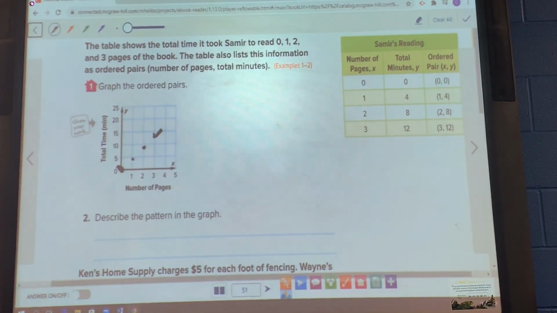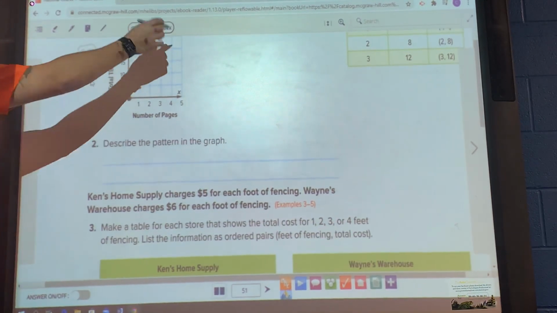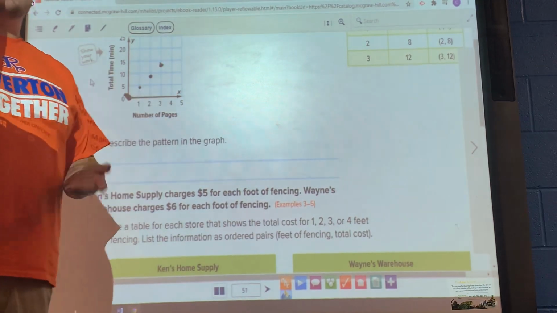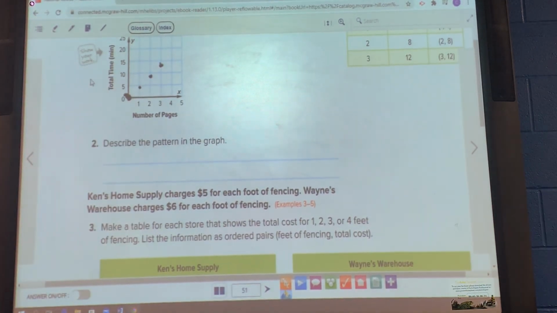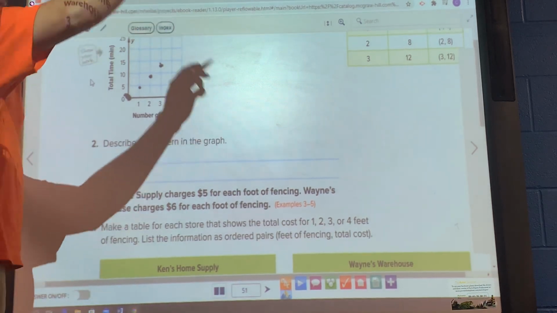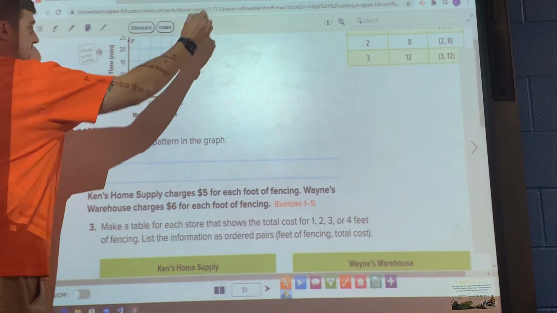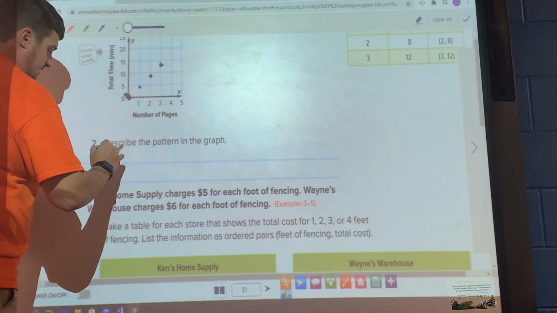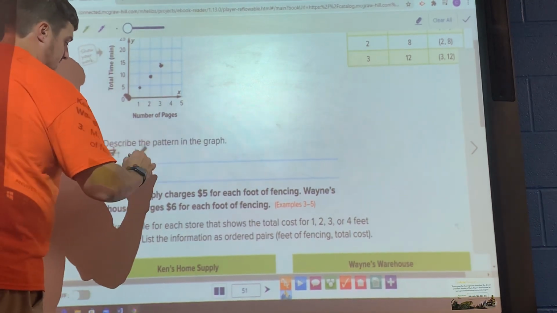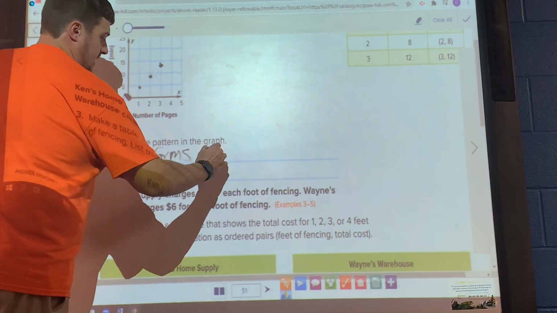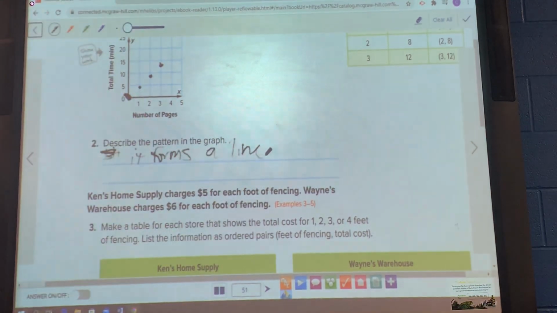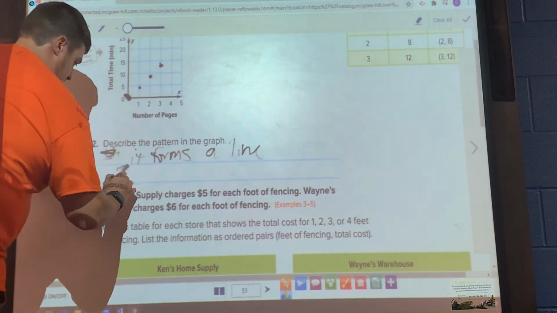Okay, now we have to describe the graph. So when looking at this, we can say, if we connected these dots, are they going to form a line? Yes, they're going to form a line because once you connect them, that's a straight line. There's no going like a lightning bolt. There's no going up and down. It's not zigzag. It's a straight line. So it forms a line.